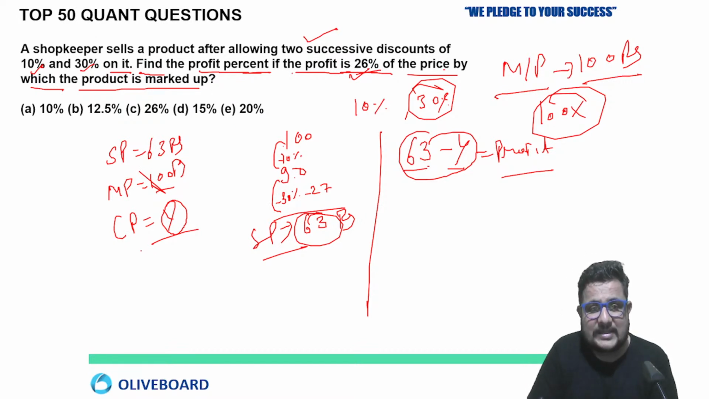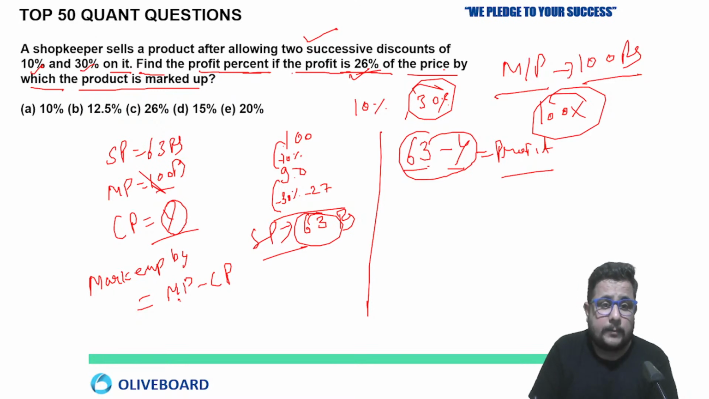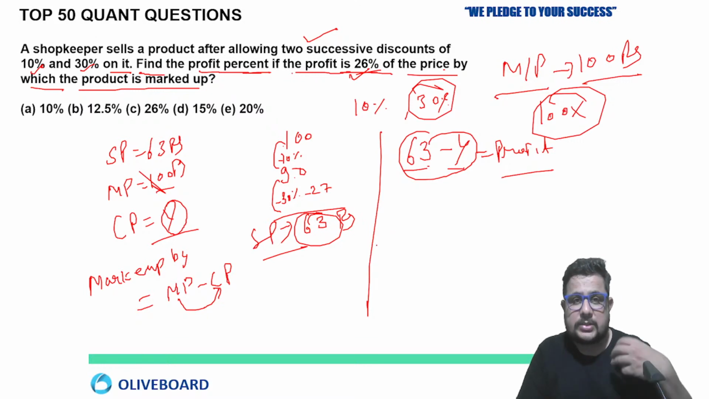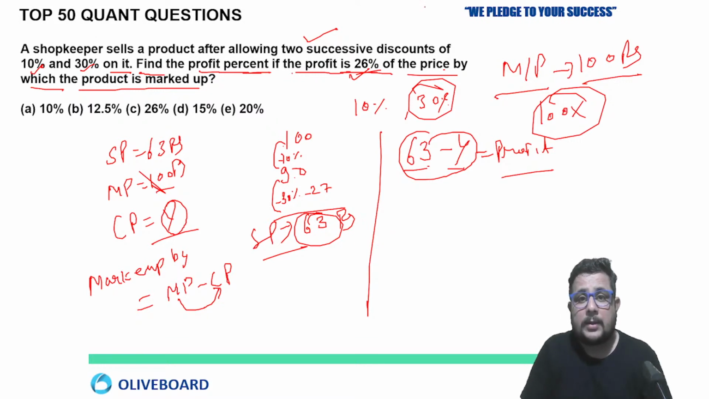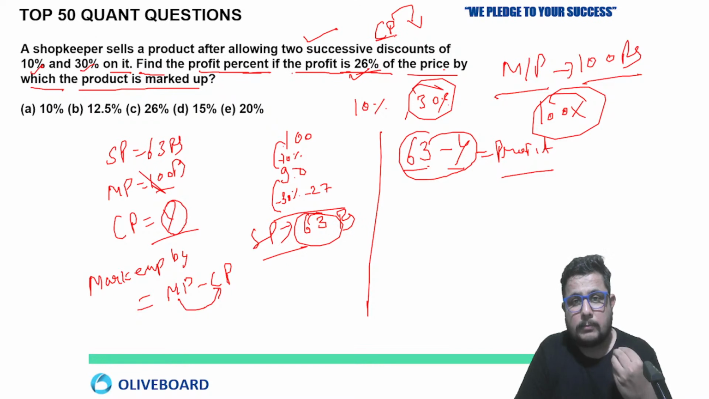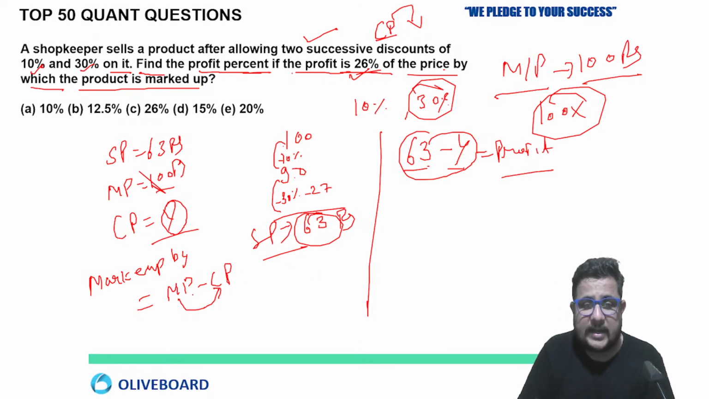So if you will say the difference, so product is marked up, so marked up by what? MP minus CP. You have to just take the difference of marked price and cost price. That will give you how much more you have put up on marked price than the cost price, right? How much marked price is above the cost price. So that is going to be what?